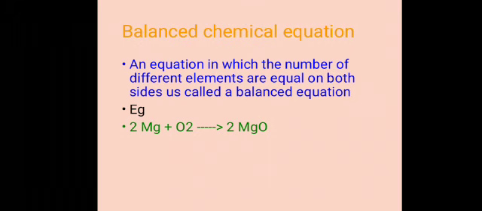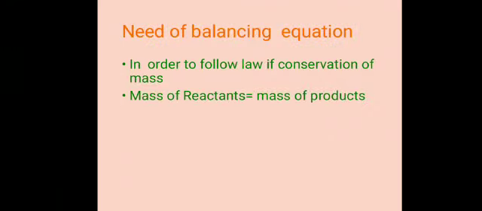For example, here one equation is given, that is 2Mg + O2 gives 2MgO. In this, the number of magnesium atoms in the left hand side, that is in the reactant side, is 2, in the product side also 2. Like that, the number of oxygen atoms in the reactant side is 2, in the product side also 2. So here the numbers of magnesium atoms and oxygen atoms are equal on both sides. So this equation can be called a balanced equation. So whenever we are using chemical equations, we are writing them as balanced chemical equations.